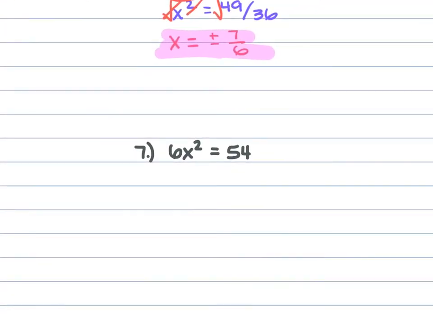For 7, we have 6x squared is equal to 54. So we're going to start by dividing each side by the 6. We get x squared is equal to 9. Then we take the square root of both sides, so x is equal to positive and negative 3.